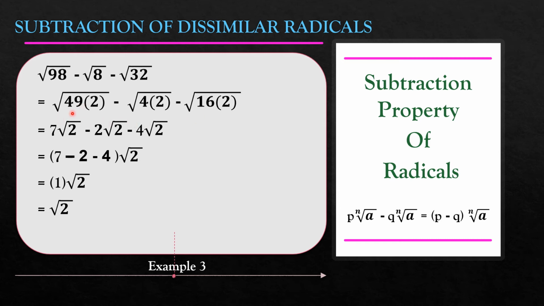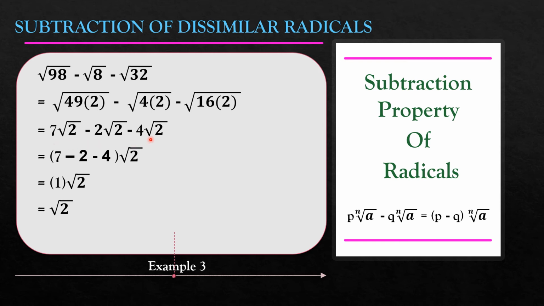So, the square root of 49 is 7. Of course, 2 stays in the radical sign. Then, minus, square root of 4 is 2. The 2 also stays in the radical. And then, minus again. Since we are subtracting, we take the square root of 16, which is 4. And then, the 2 stays inside the radical sign. So, if you notice, square root of 98 is equal to 7 square root of 2. Square root of 8 is the same as 2 square root of 2. And square root of 32 is the same as 4 square root of 2.